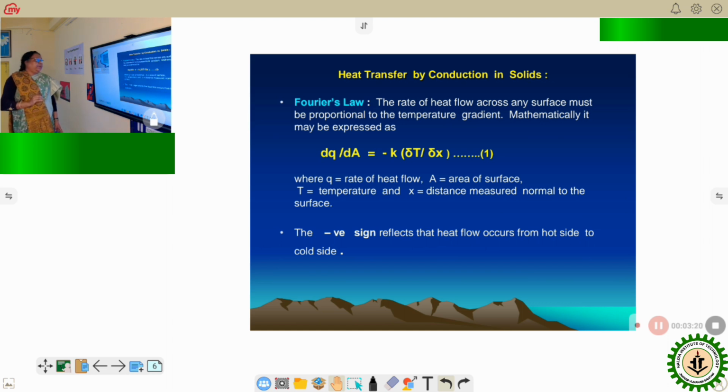del x, where q is the rate of heat flow, A is the area of the surface, T is temperature, and x is the distance measured normal to the surface. Here, negative sign reflects that heat flow occurs from the hot side to the cold side.